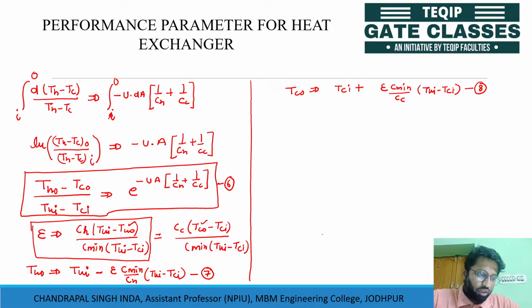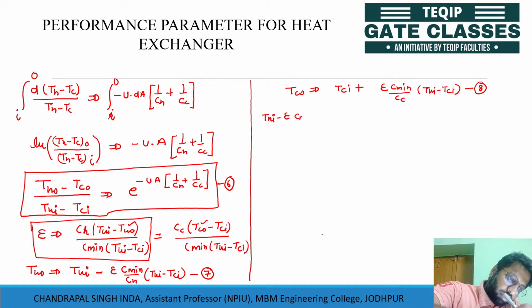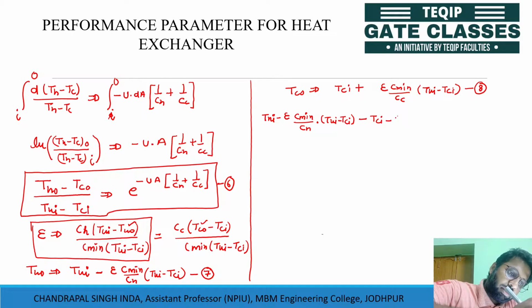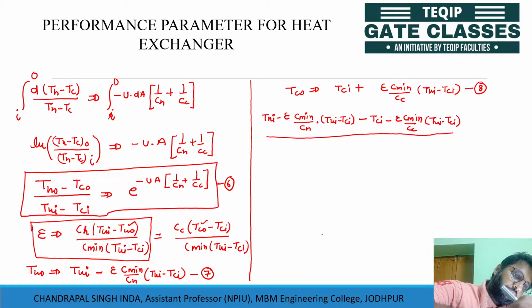So by putting the value of equation number 7 and equation number 8 in equation number 6, we will have: T hot inlet minus effectiveness C minimum by Ch (T hot inlet minus T cold inlet), minus T cold inlet minus effectiveness C minimum by Cc (T hot inlet minus T cold inlet), divided by T hot inlet minus T cold inlet.